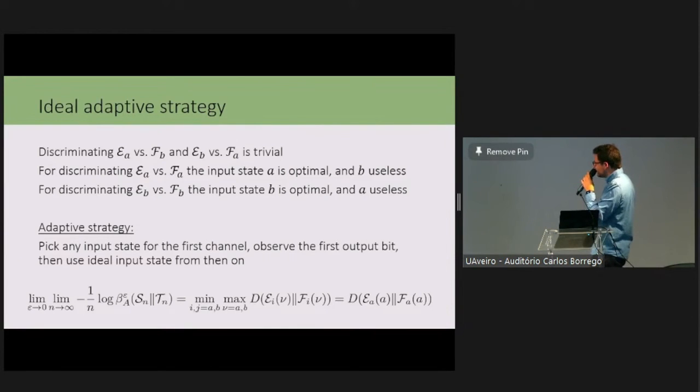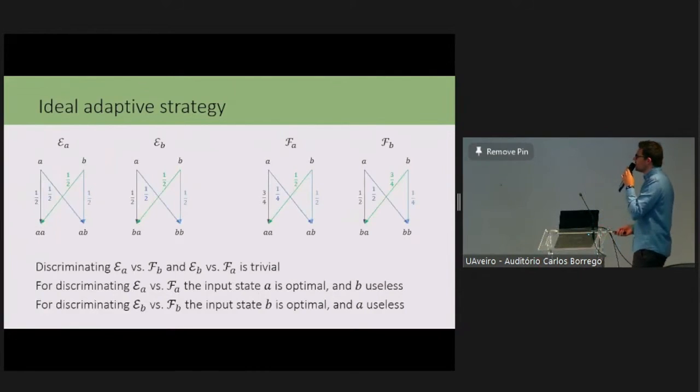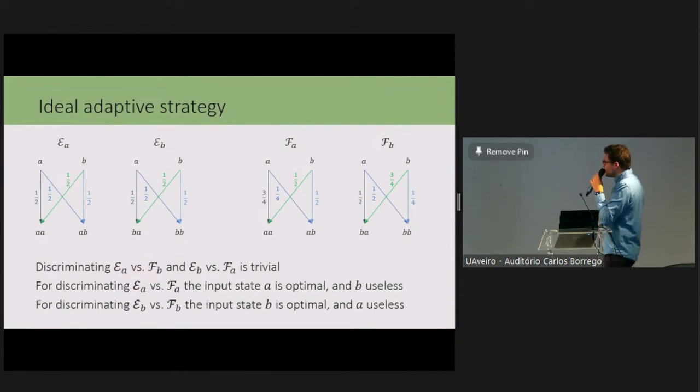So I can really tailor the input state to the pair I get. And that's nice. But now if you think about what you can do with a parallel strategy, you have to fix the input state before you can see any of the outputs. So this is classical. You really can only pick your input state A or input state B. And whatever choice you make, if you happen to get the other channel, you're going to get it wrong.